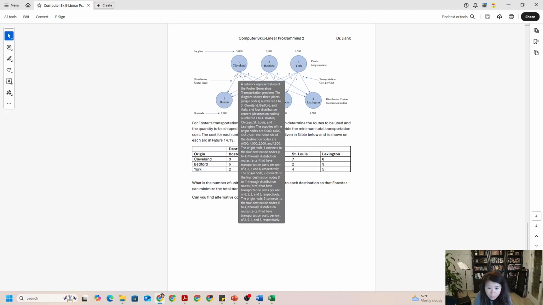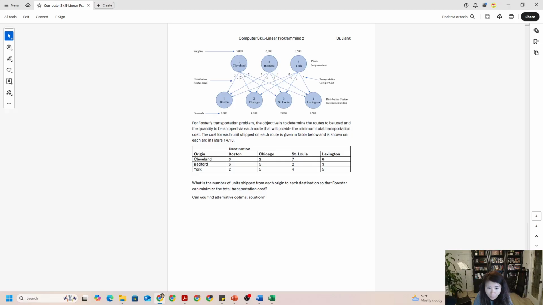Also on each branch, there are some numbers. Let's talk about the numbers on it, like 3, 2, 7, 6. What are they? They are actually the costs. So for the Foster transportation problem, the objective is to determine the routes to be used and the quantity to be shipped via each route that will provide the minimum total transportation cost.